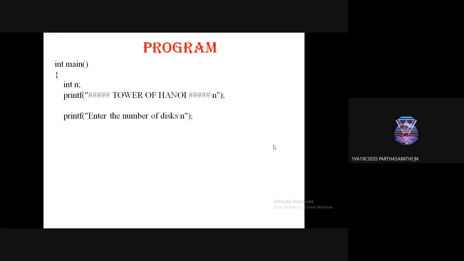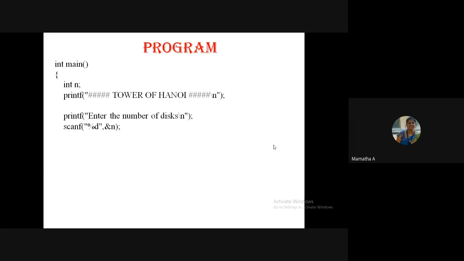So I declare one variable n. You might think, ma'am, how to show that picture and all? We are not showing any picture. We are just printing the movements of disks: which disk is moved from where to where? That's all. So I'm printing the Tower of Hanoi, a documented statement. And then ask the user to enter the number of disks. He will enter the number of disks, and I'll store it in n.